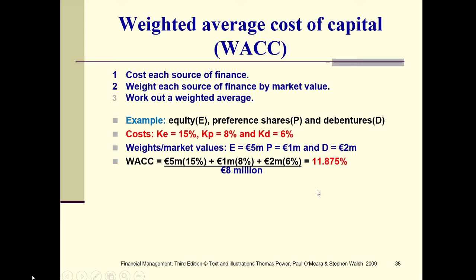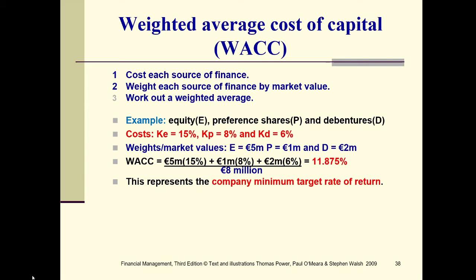Now, what's critical is the interpretation of the answer. The answer we have at the end here is what's called a weighted average cost of capital. It represents the cost of all the different sources of finance. But more importantly, from the company's point of view, it represents what's called the company's minimum target rate of return.